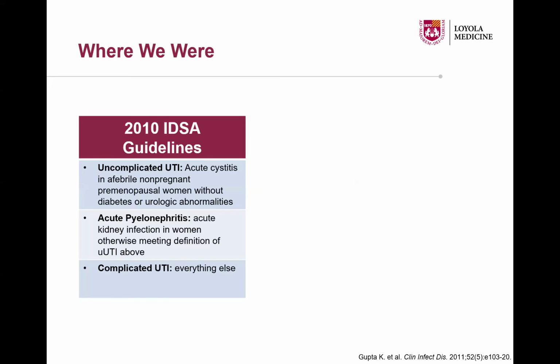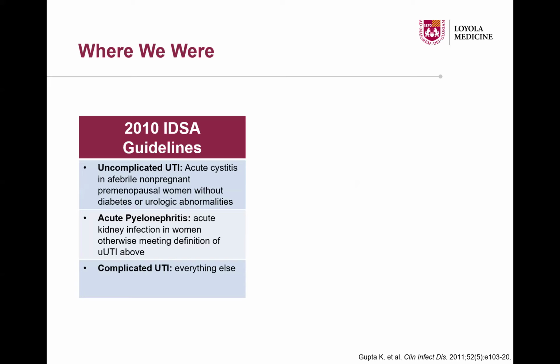So we go back to 2010, and this is where we were. With these 2010 IDSA guidelines, these were really uncomplicated UTI guidelines. Their main definition for an uncomplicated UTI is acute cystitis in an afebrile, non-pregnant, premenopausal woman without diabetes or urologic abnormalities. So a very defined group.